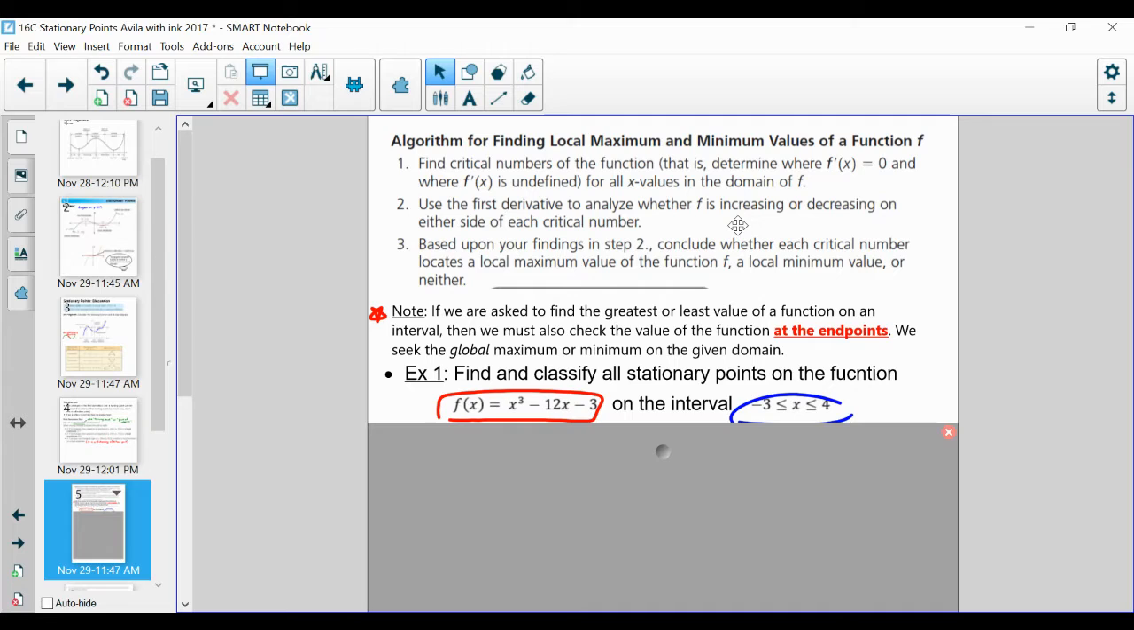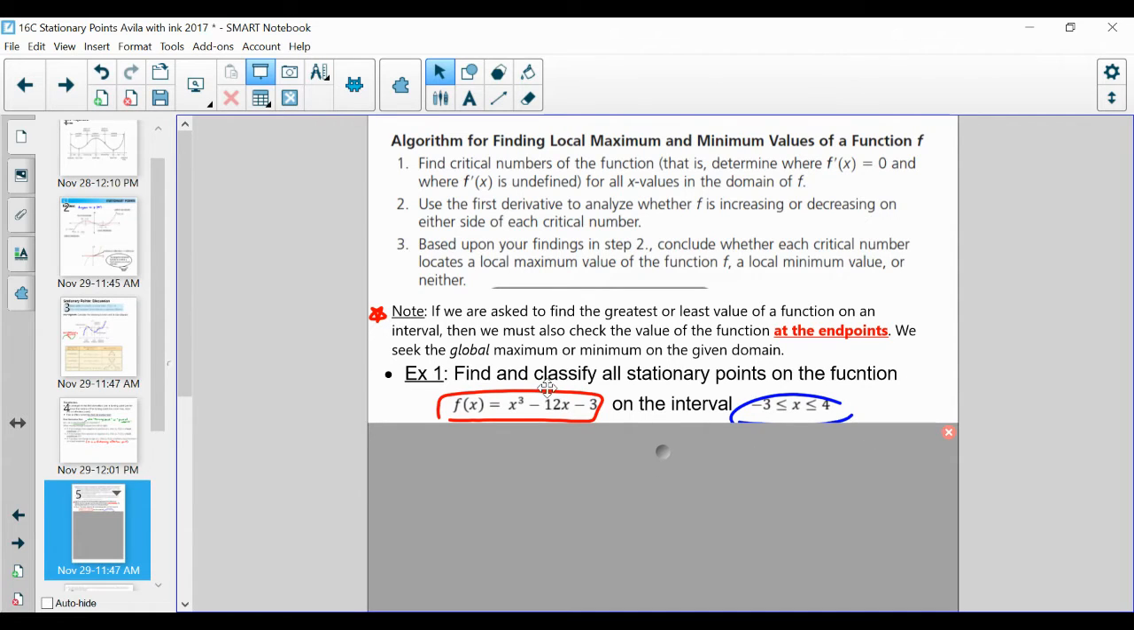Then we use the first derivative to analyze whether f is increasing or decreasing on either side of a critical number. Okay, and so that's our sign diagram. Based on our findings, we conclude whether each critical number is a local max, a local min, or neither, which would be a stationary inflection point. Also note that if we're asked to find the greatest or least value of a function on an interval, we also have to check the value of the function at the endpoints if we're looking for the global max or min.